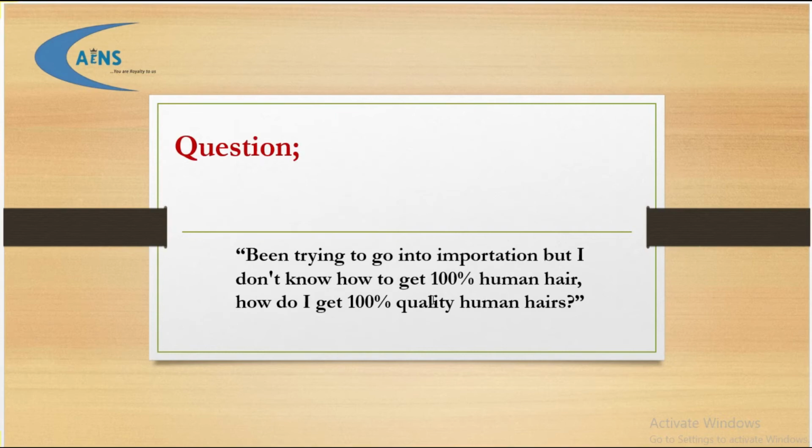Somebody said, been trying to go into importation, but I don't know how to get 100% human hair. How do I get 100% quality hair? When it comes to hair business, it looks simple, but it's very technical, because before you start, you need to be able to tell yourself the quality and the grade of hair you're going into. Hair ranges from grade 6A to grade 12. You cannot tell the grade and the quality of a hair from the picture. The same picture of hair can have 5 different grades.